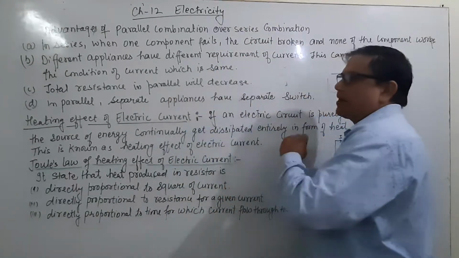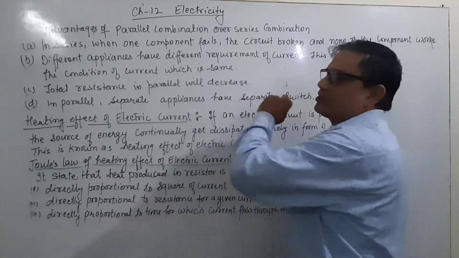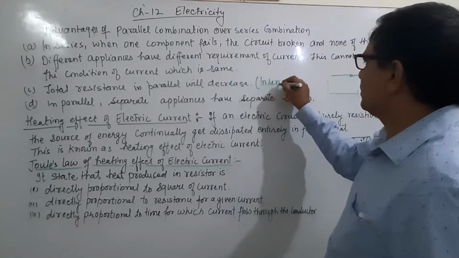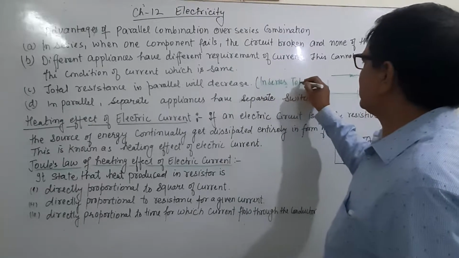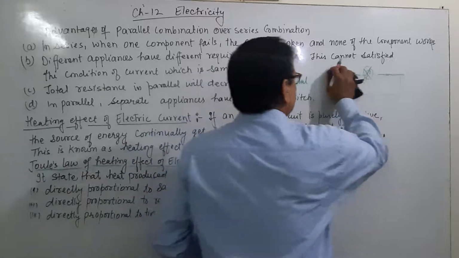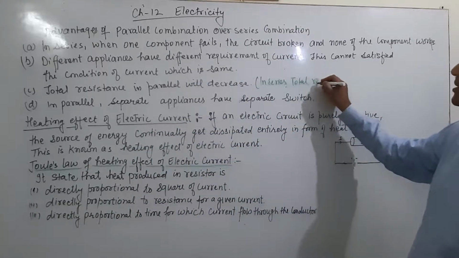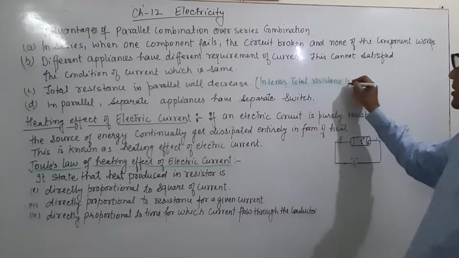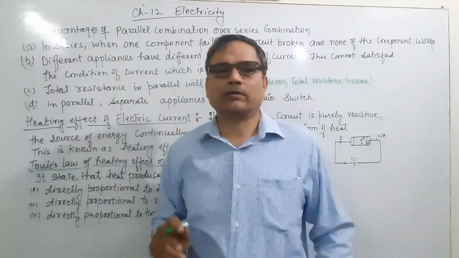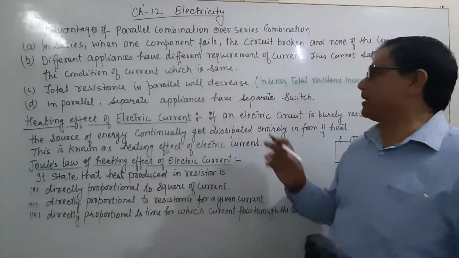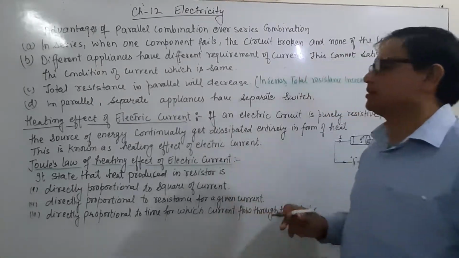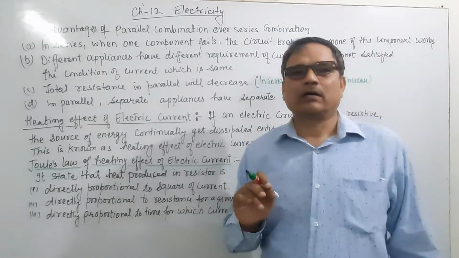Therefore, we are using parallel, not series, because in series the total resistance will increase. And in parallel there is a separate switch for the separate appliances. Different appliances have different, separate switches. Every appliance has its own switch.